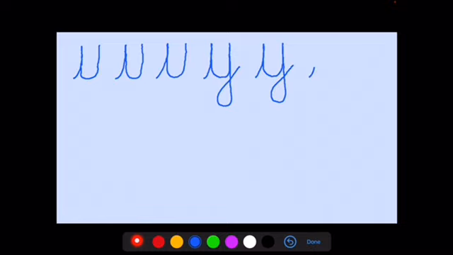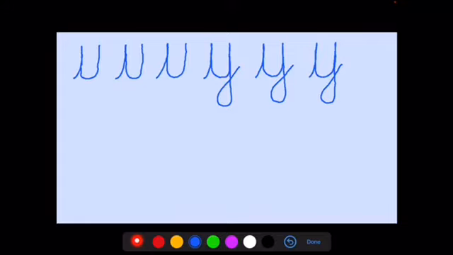Lead in, up, down, curl under, up to being the same size, down over the top, curl under and slope up.